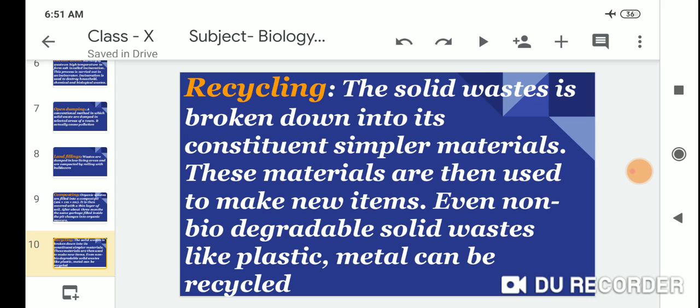Even non-biodegradable solid wastes like plastic and metals can be recycled.